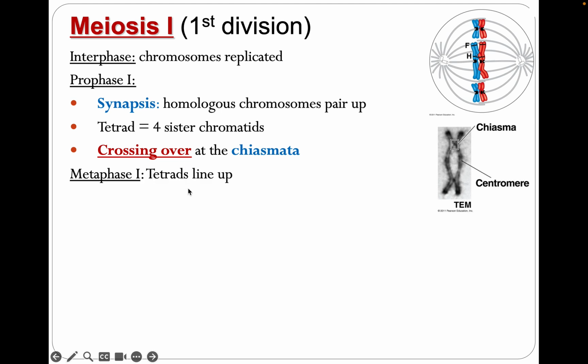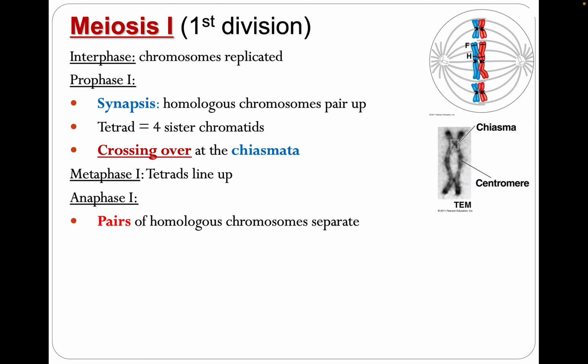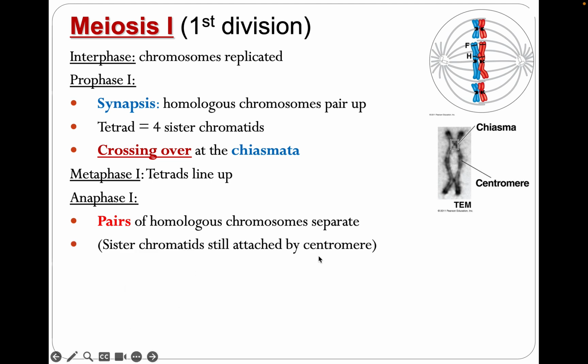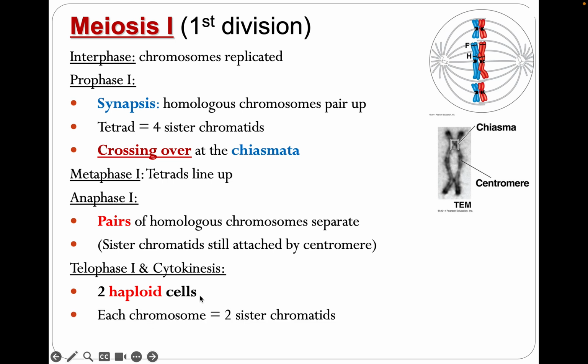In metaphase 1, the tetrads all line up. Anaphase, those pairs of homologous chromosomes separate. The sister chromatids are still attached by a centromere, however, so they go together. And in telophase 1 and cytokinesis, we end up with 2 haploid cells. Each chromosome equals 2 sister chromatids at this point. In some species, the chromatin and the nucleus reform.